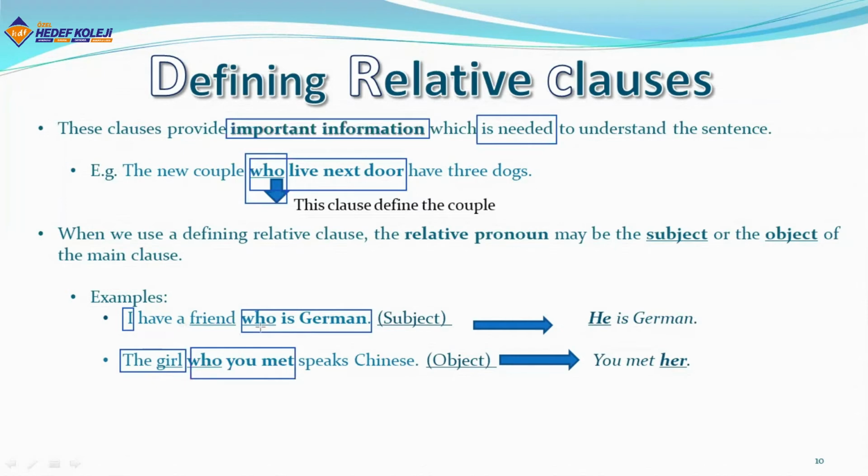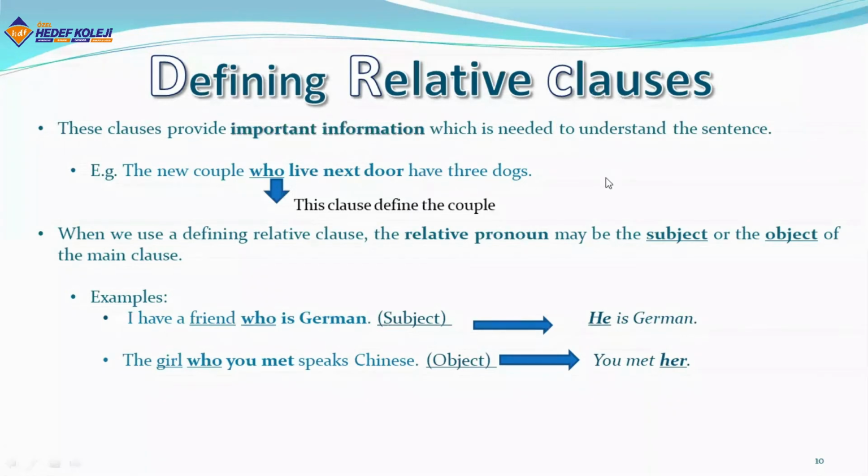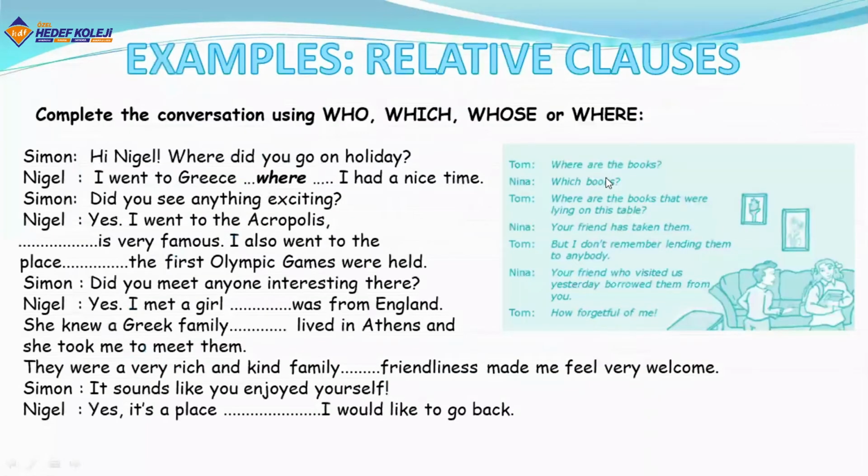Özneyi değil, nesneyi belirttim. Diğerinde özneyi belirttim. Okay. Let's do the exercise together.